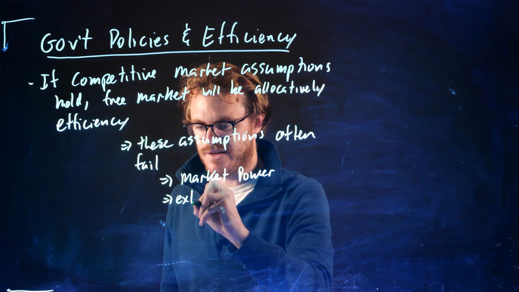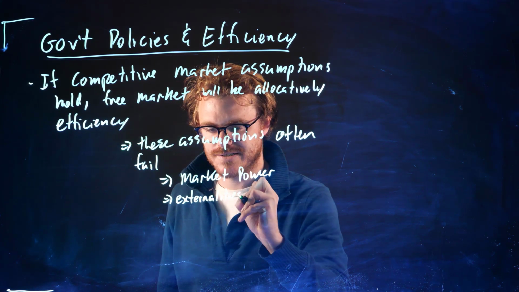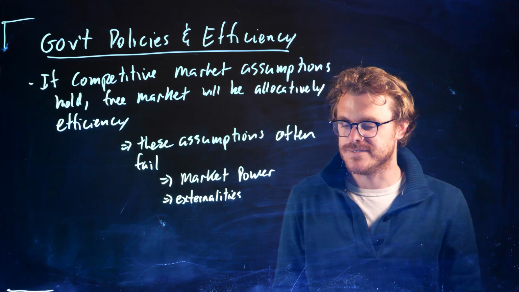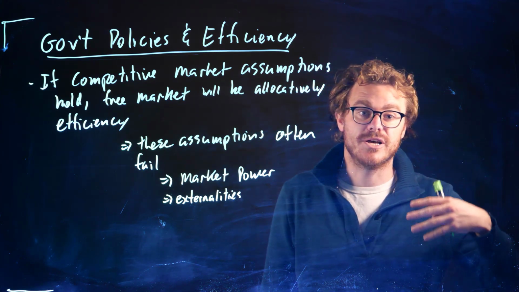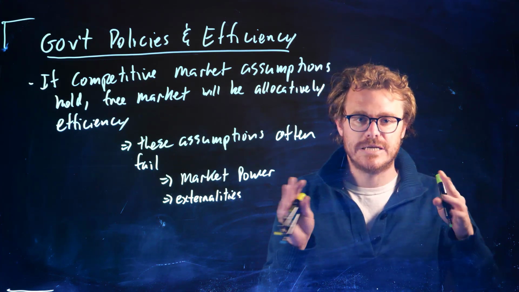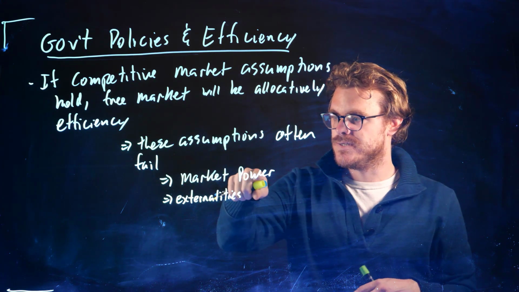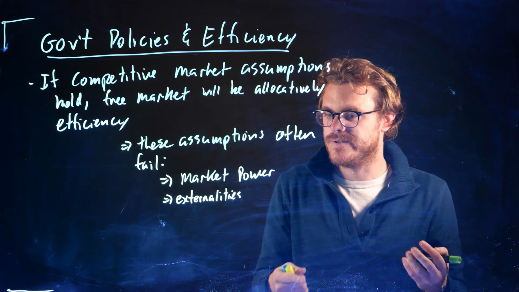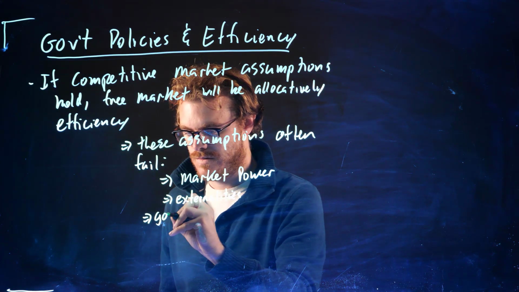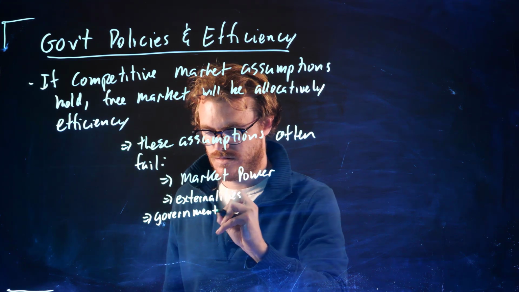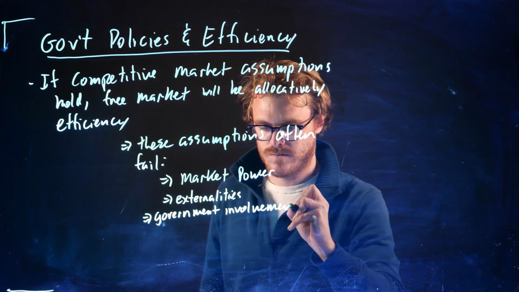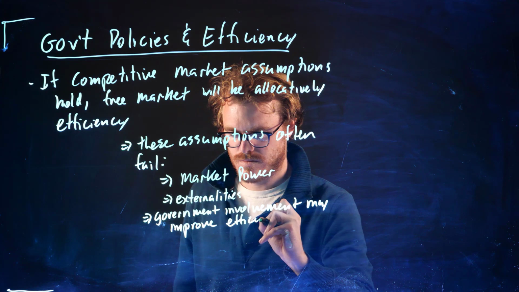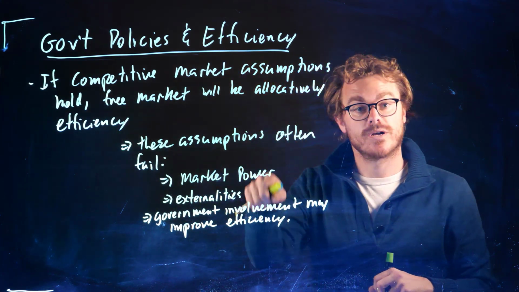And same thing with externalities. Remember, externalities are the effects on other people and third parties from an exchange between a buyer and seller. So pollution, in terms of noise, in terms of CO2, in terms of methane, whatever. These are cases where government involvement might actually help improve efficiency in the market. And these are things that we're going to talk about later in the course.